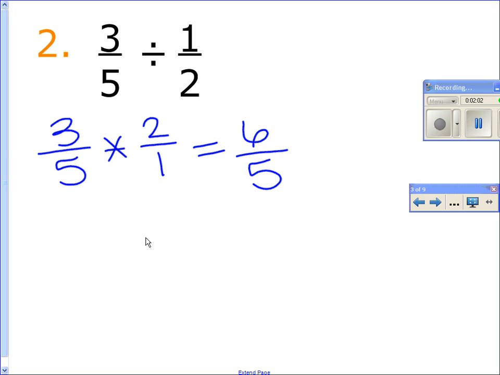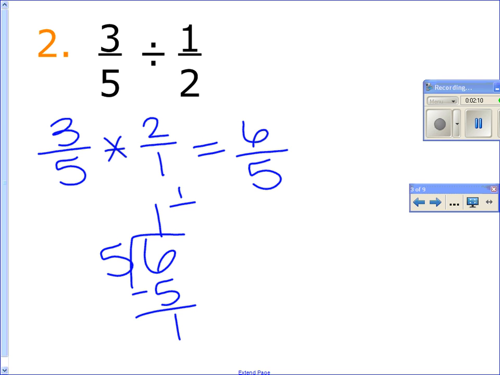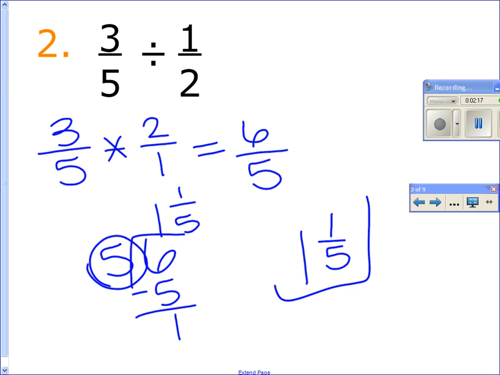Now you're going to divide. 6 divided by 5 is 1. 6 minus 5 is 1. And that becomes the numerator, and the denominator is on the outside of the house. So your final answer is 1 and 1/5. If you need to pause the video to copy this down, you can.